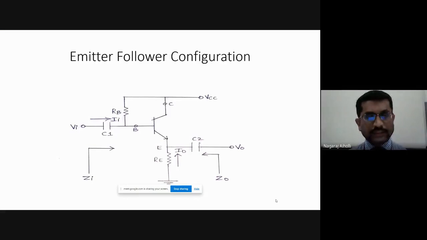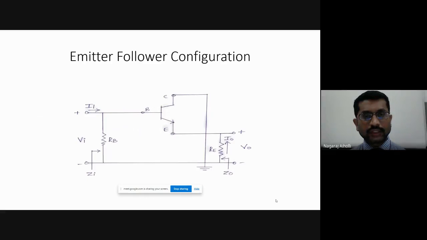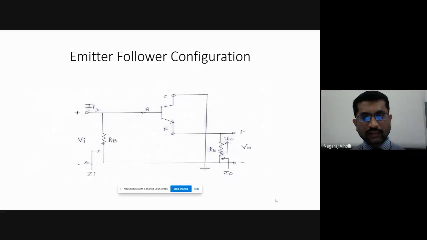Okay. In the last class, we were discussing the emitter follower configuration. Emitter follower configuration is one in which the output is at the emitter and the input is applied to the base. The output voltage at the emitter follows the input voltage at the base. This is called the emitter follower configuration, and it is also the common collector configuration because the collector is common to both the input and the output circuits. Hence it is also called the common collector configuration.